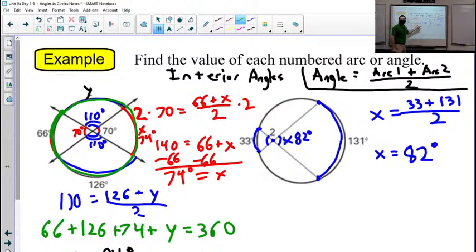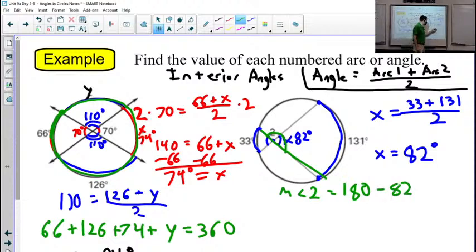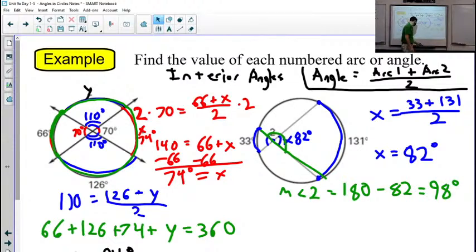Oh, and we can use what we had just talked about with the linear pair. We can use it again to get angle 2. These two angles put together make a straight line. Straight line is 180 degrees. So to find the measure of angle 2, I just take 180 and I subtract the angle that I just found, which was 82, and that should tell me the other angle being 98.